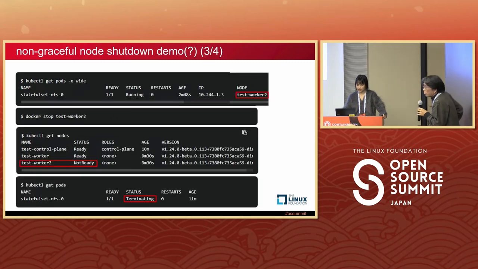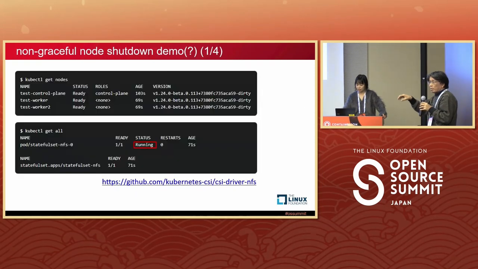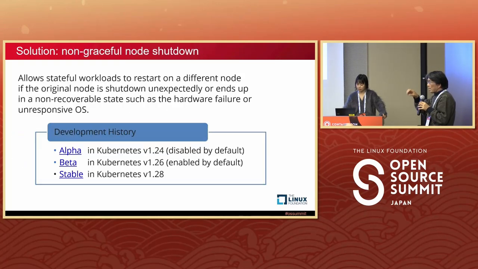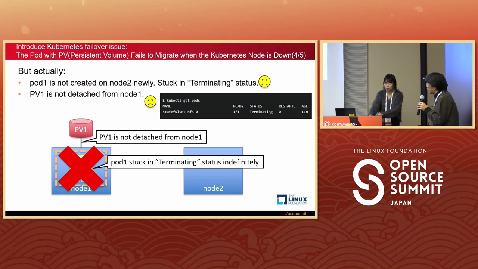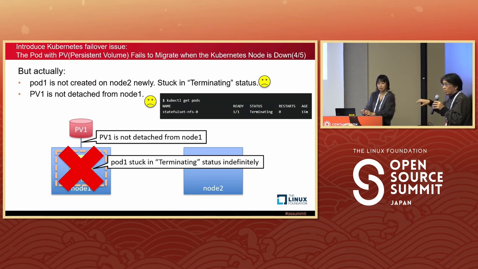Yeah, when the Kubernetes controller requests to terminate a pod, the controller waits for a response from the kubelet, which works on the Kubernetes node. So there is no fallback mechanism right now. So that's the reason the terminating status continues forever. Before this feature, one action we could take is to delete a node.